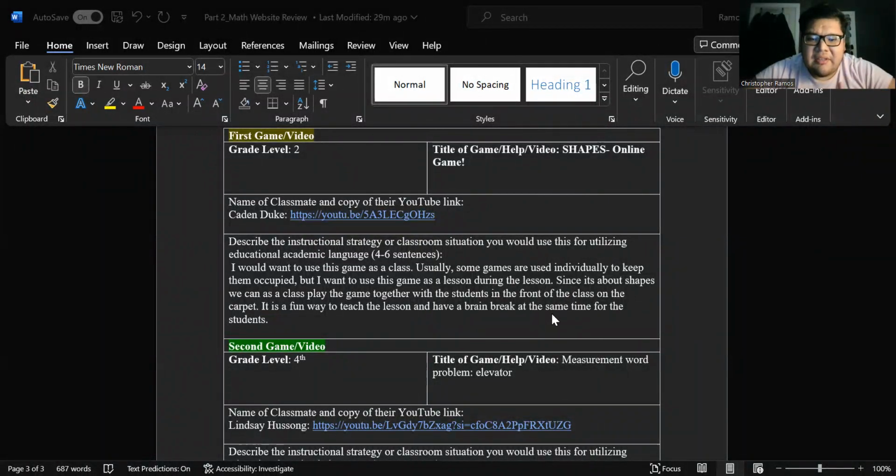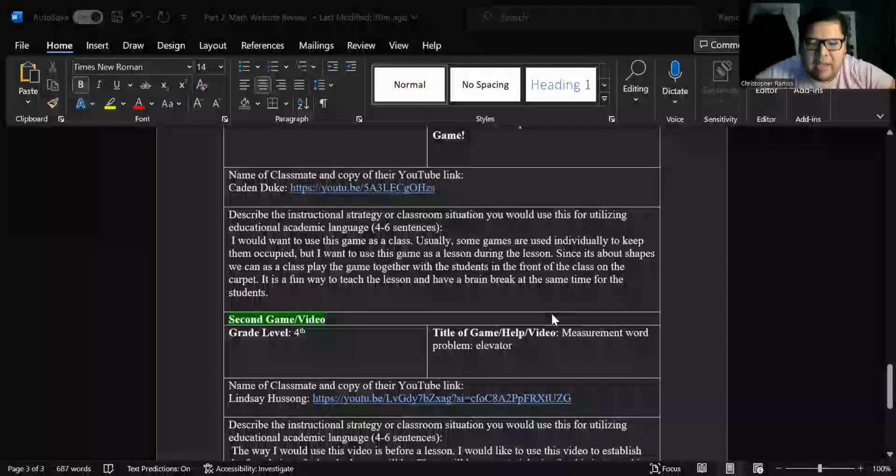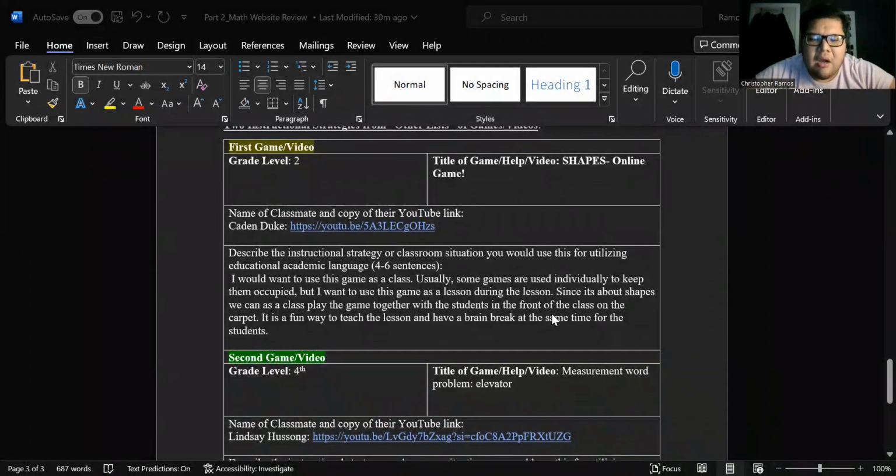It's also a fun way to teach the lesson and have a brain break at the same time for the students, because usually during the lessons, students start to get distracted or bored. So it could be a time where it's a brain break as well, and we can use that game to not only go over the lesson or parts of the lesson that we talked about, but also as a fun way to get the students going again. That's one way I would want to use this game.